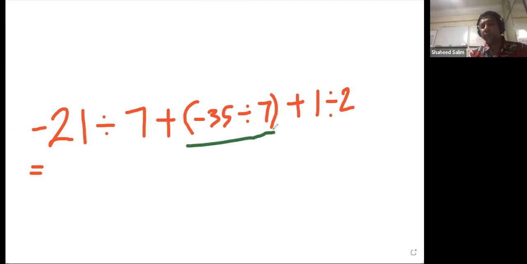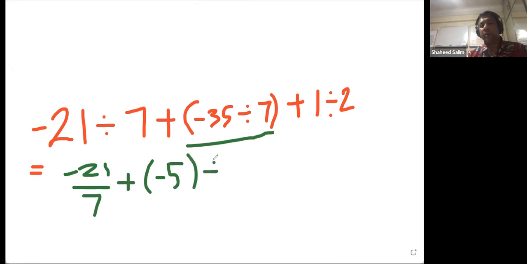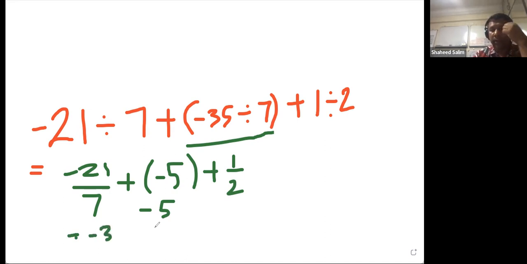So you do brackets first, right? So this one you can also do like that. While you're doing the bracket, you can also do like that. Plus 35 divided by 7 is 5, negative 5. Plus half. So positive, negative, negative, right down here. So this one, what number is this? 21 divided by 7, negative 3, right? Negative 3 minus negative 5 is negative 8 plus half. You have 50 cents. You utang $8, you still utang 7.5.